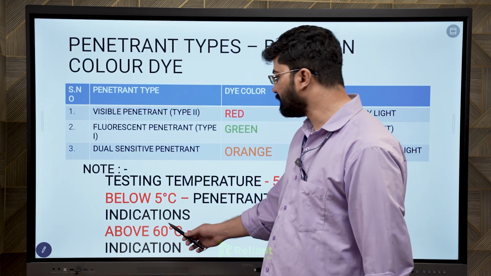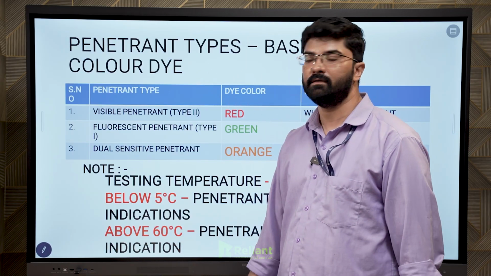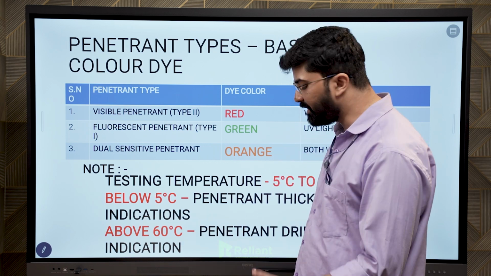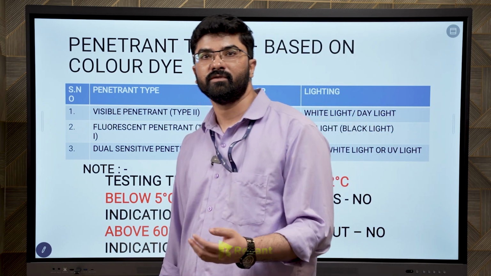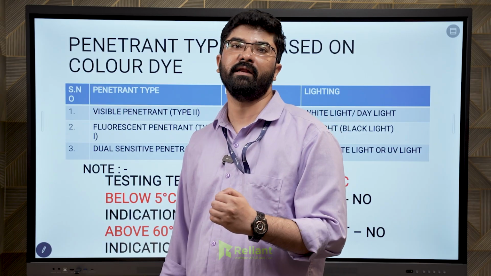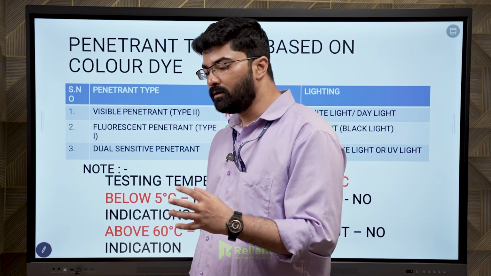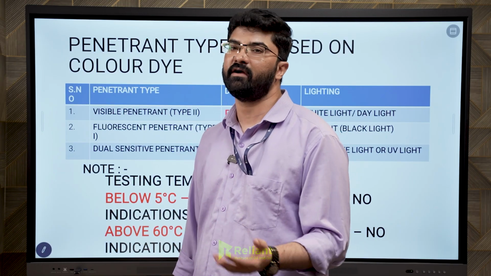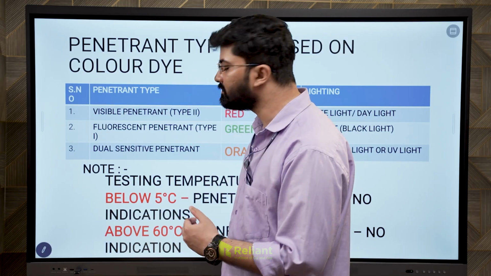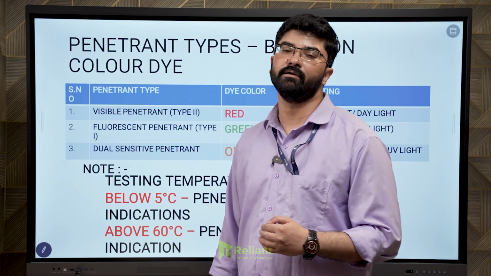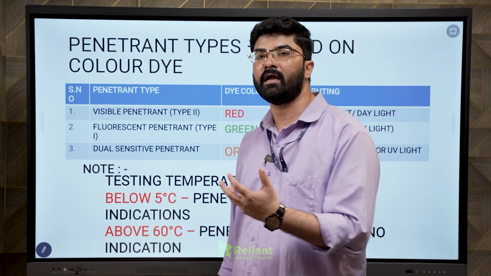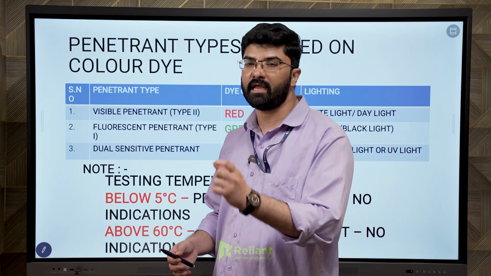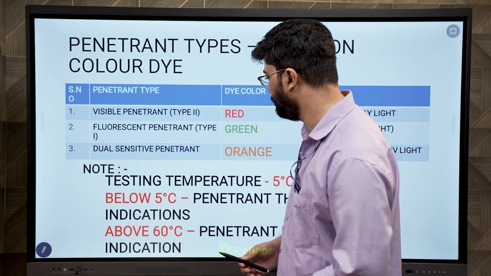If the ambient temperature goes up to 60, or even above 50 degrees itself, the penetrant starts to dry out. So we have to give a very short dwell time. Between 5 to 60 degrees, the dwell time is usually 5 to 10 minutes. In the case of higher temperature, reduce the dwell time, or else it will dry out and there will not be any indication, only a stain, that is, the color will be there.